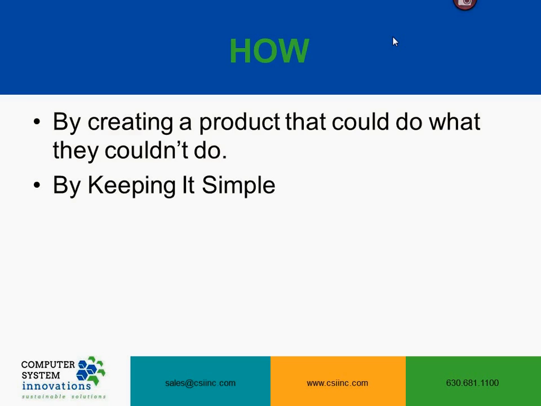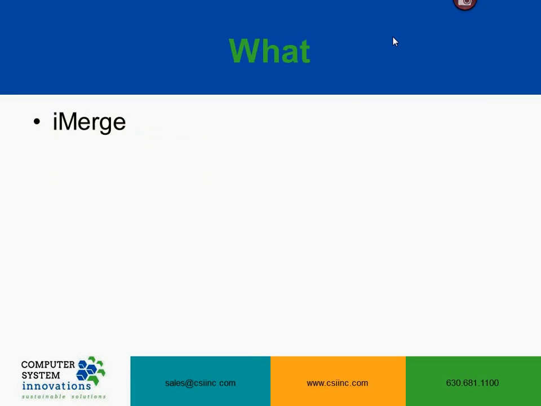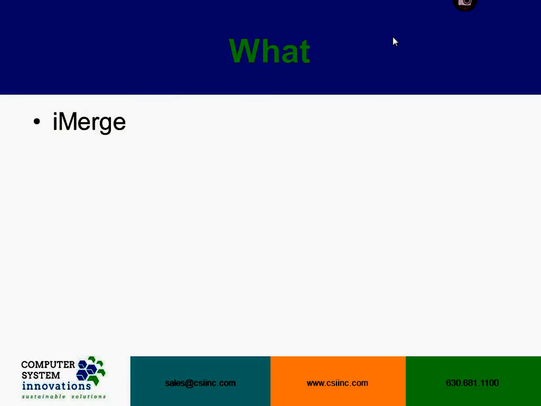So how do we do it? Well, we created a product that could do what they couldn't do. And then we've always stayed by this motto to keep it simple. Any enhancement request we get, we really want to keep it simple. We want iMerge to be a product that works and works quickly, is easy to use. We have an internal saying here, customers should never have to read the manual. Ultimately, we want our product to be so intuitive that you don't need a manual.